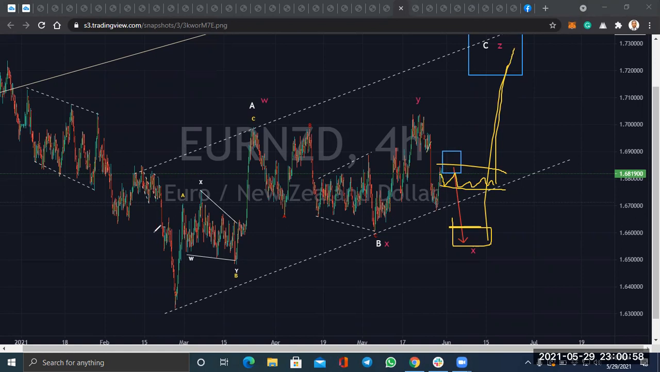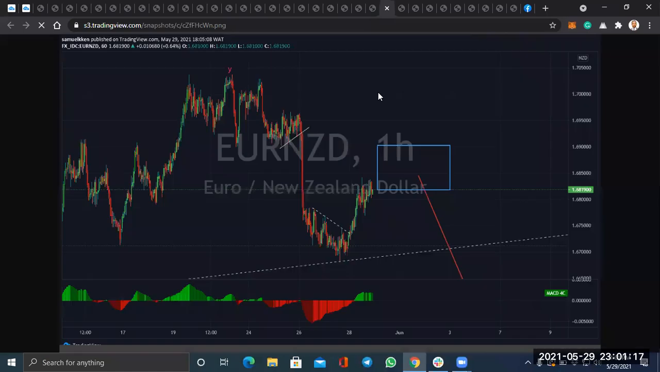Either this channel is maintained or it is broken. But if it is broken, the setup did not invalidate. It's still going to be in our favor. Okay, that's all for this. We move to the next.